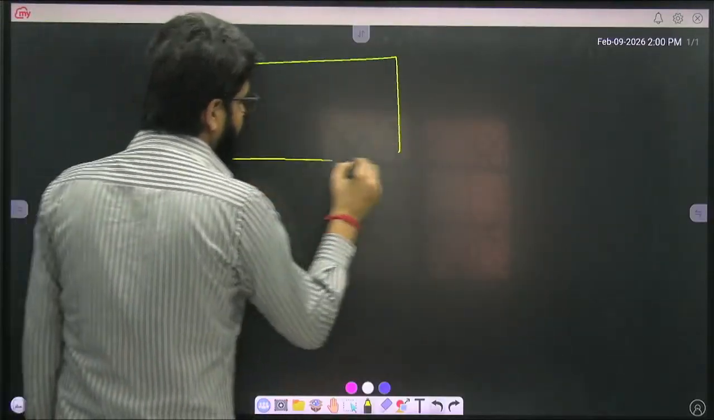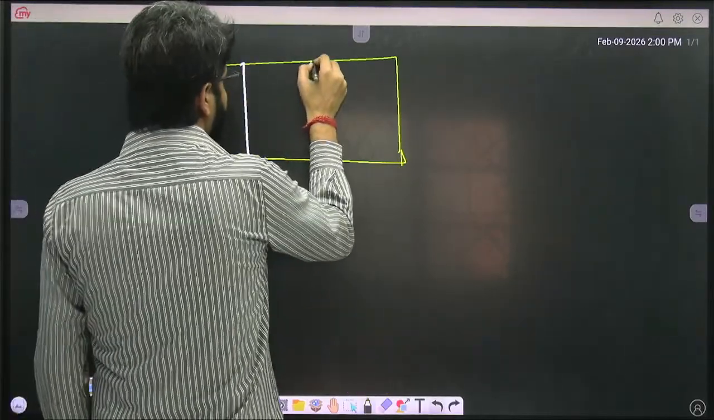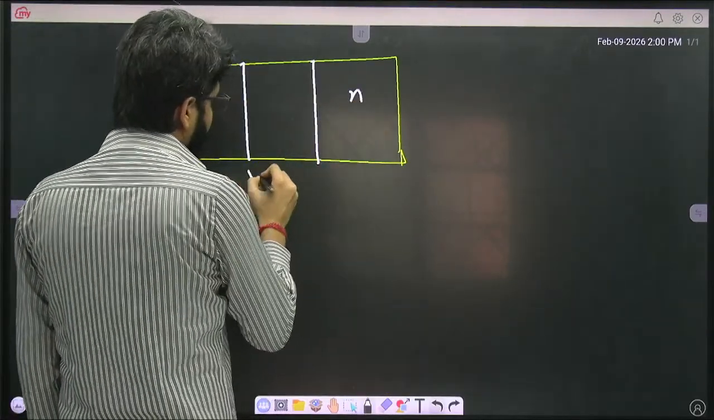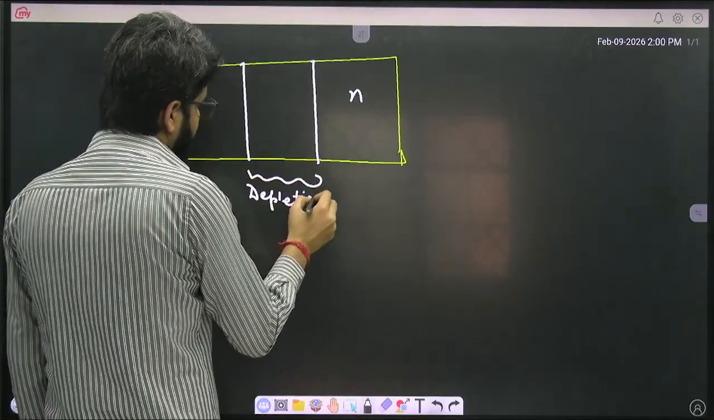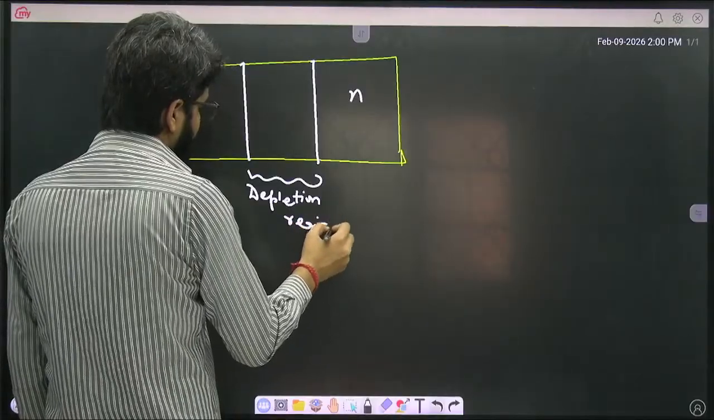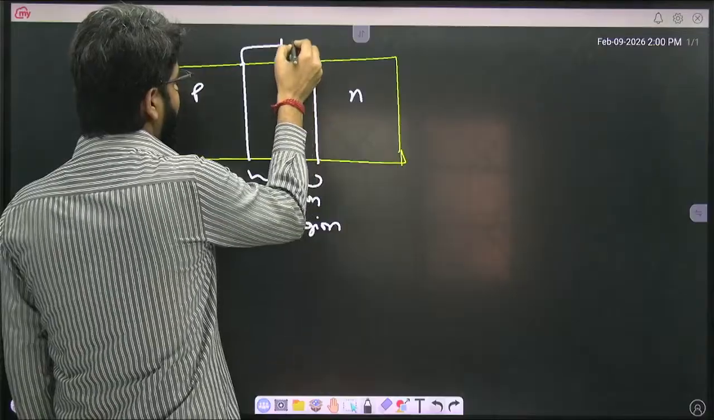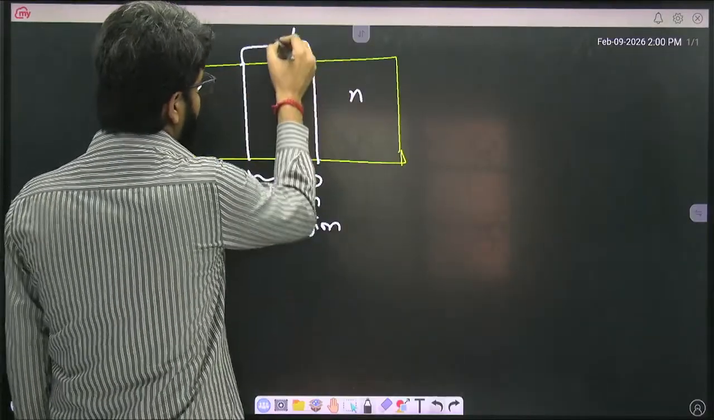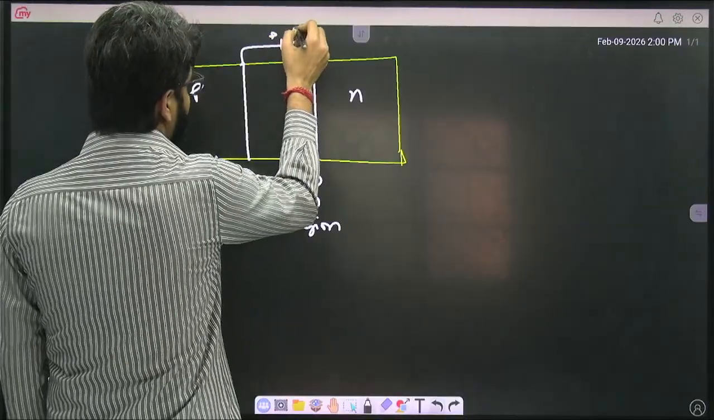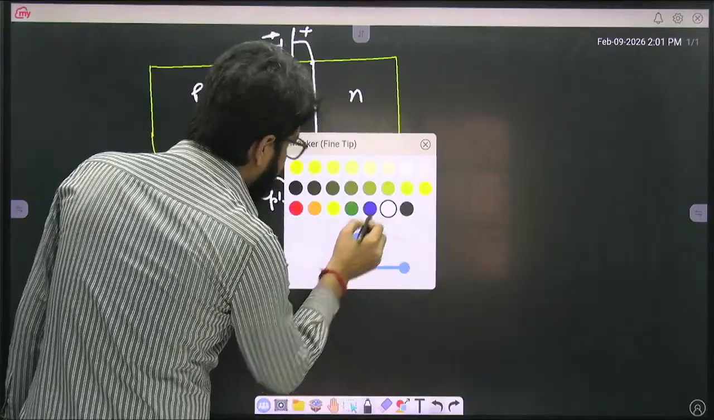This is the PN junction. This is the P side. This is the N side. This is your depletion region. On the P side, you make the negative terminal. On the N side, you make the positive terminal, just opposite of the sign symbols. This is negative. This is your positive. Let's just reduce the thickness a little bit.